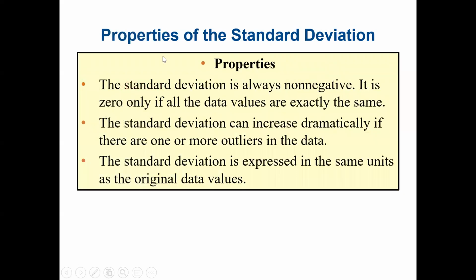So again, these are the properties of standard deviation. A standard deviation is always non-negative. Why? Because variance is always non-negative also. It is 0 only if all the data values are exactly the same. So you only get a standard deviation of 0 if all your values are the same in the data set. Also, the standard deviation can increase dramatically if there are one or more outliers in the data set.